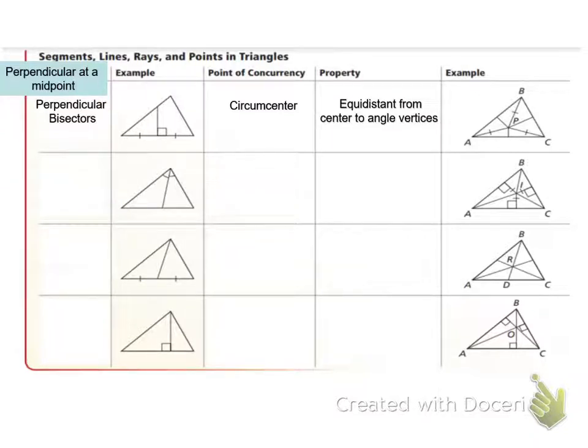I would also take out a highlighter because we're going to highlight that in our picture. I'd have out 2 highlighters today. We're on the chart still. So circumcenter is equidistant from the center to the angle vertices. And then I would just take your highlighter and highlight it in this lovely picture. From the center to the angle, center to the angle, center to the angle is congruent. That's what's marked.